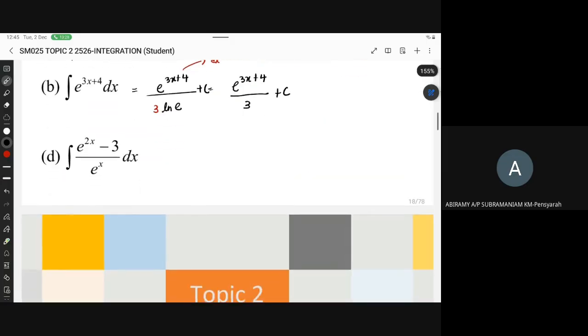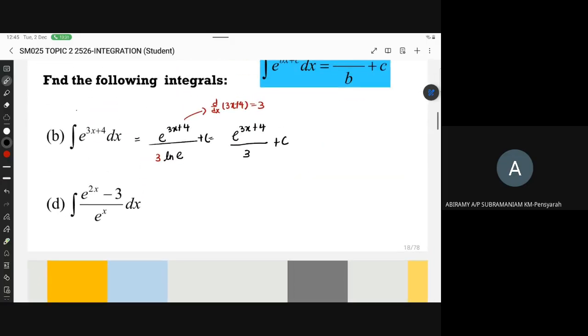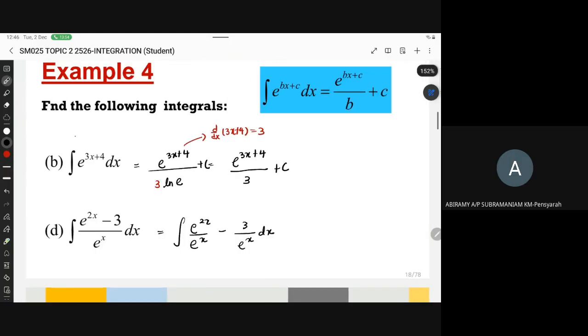Okay, now let's look at example D. How to integrate (e to the power 2x minus 3) divided by e to the power x. Since this involves subtraction, we can always integrate it separately. So we can take e to the power 2x divided by e to the power x, minus 3 divided by e to the power x, so that we are able to simplify. What happens when we simplify? We will be getting the integral of e to the power x minus the integral of 3e to the power negative x dx.